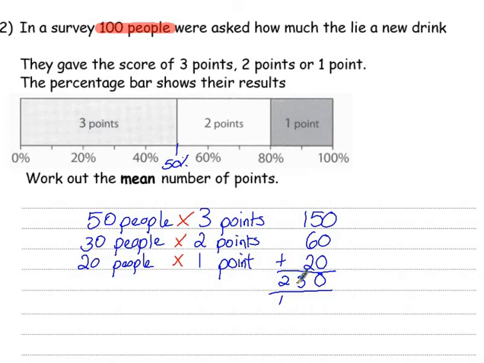Now to find the mean number of points, we would do 230, the total number of points, divided by the total number of people, which we know from up here was 100. So 230 divided by 100 is equal to 2.3. So the mean average is 2.3.